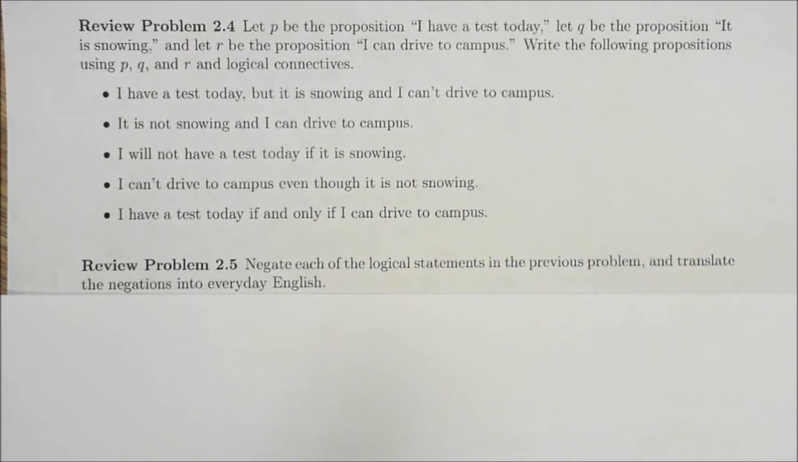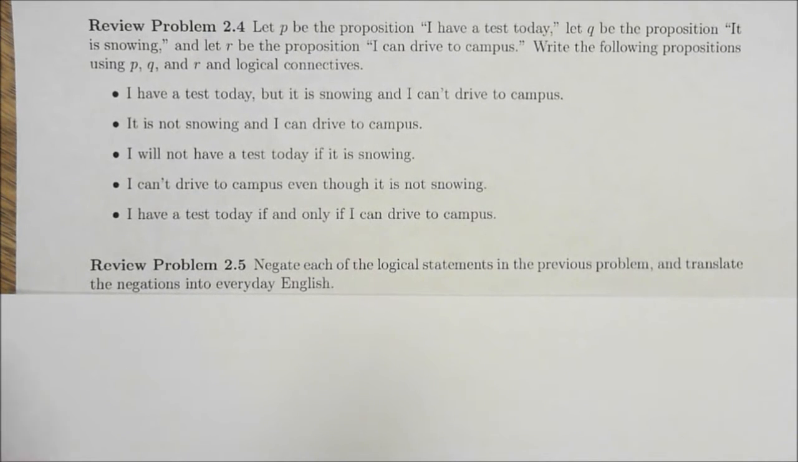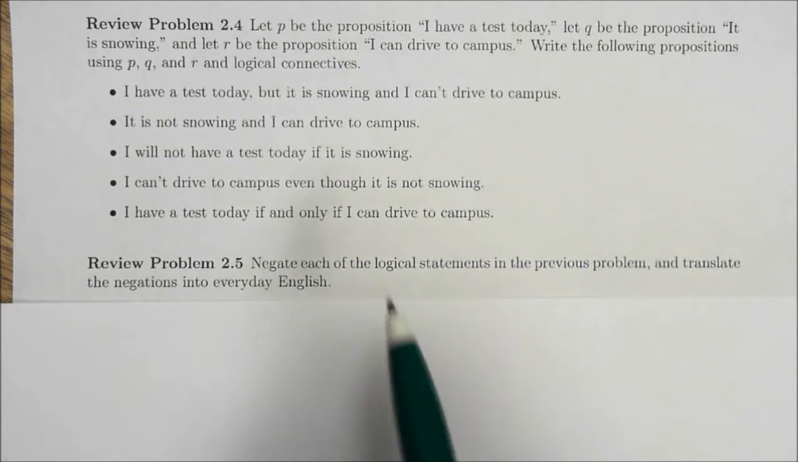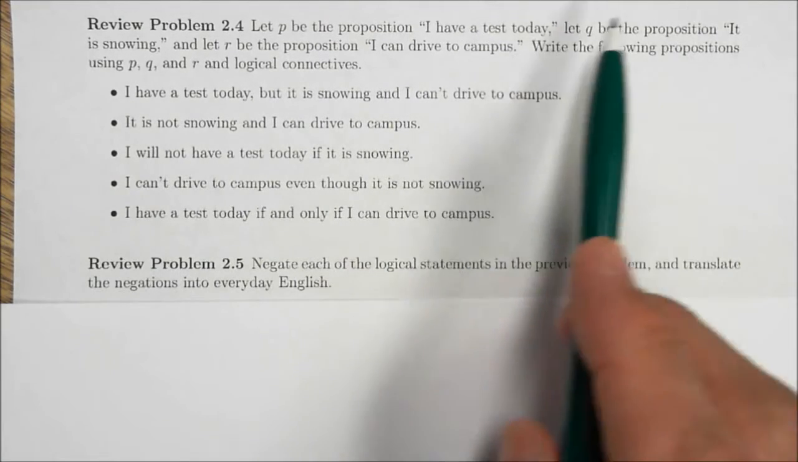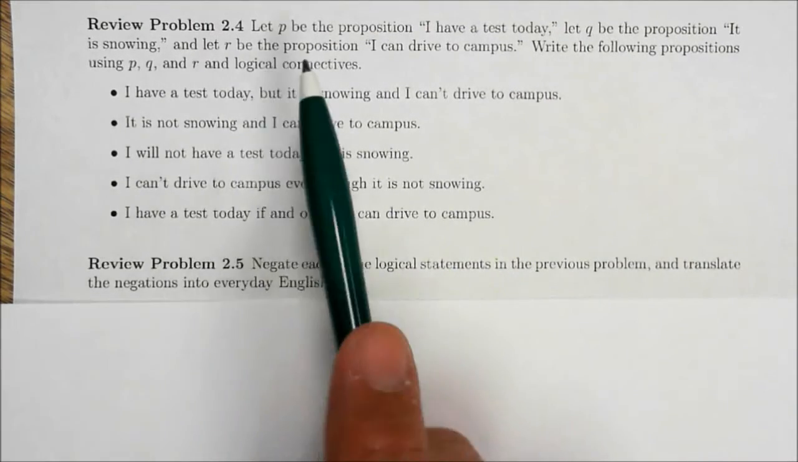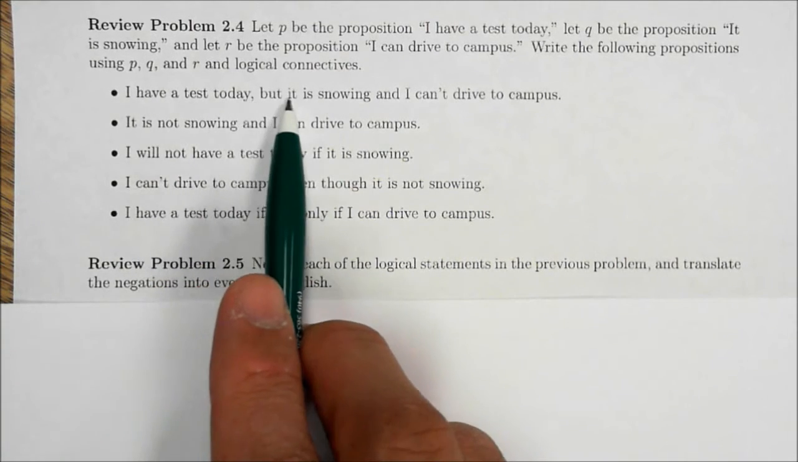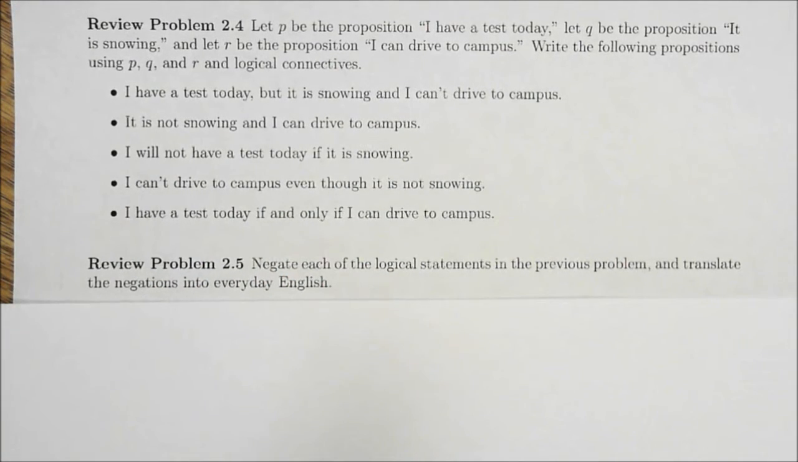Okay, for this one we'll do 2.4 and 2.5 together. So for the first one, P is the proposition I have a test today, Q is the proposition it is snowing, and R is the proposition I can drive to campus. I have a test today, but it is snowing, and I can't drive to campus.